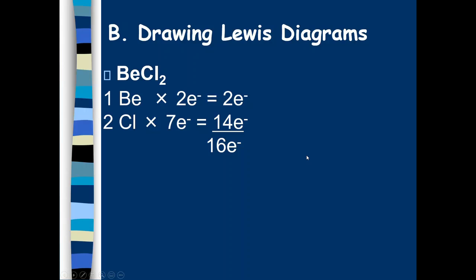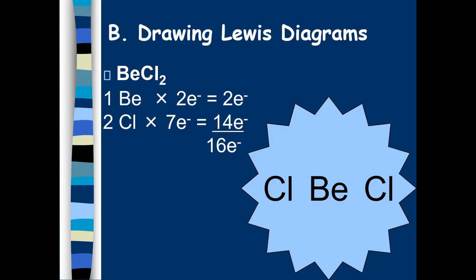Step 2 is to arrange the atoms so that our singular atom is in the middle. So we're going to put beryllium in the middle, surrounded by chlorines. And we form bonds between the atoms. Covalent bonds are made up of 2 electrons, so I have drawn 4 electrons so far in my diagram. So subtracting those 4 bonding electrons from my total of 16, I have 12 electrons left to draw.